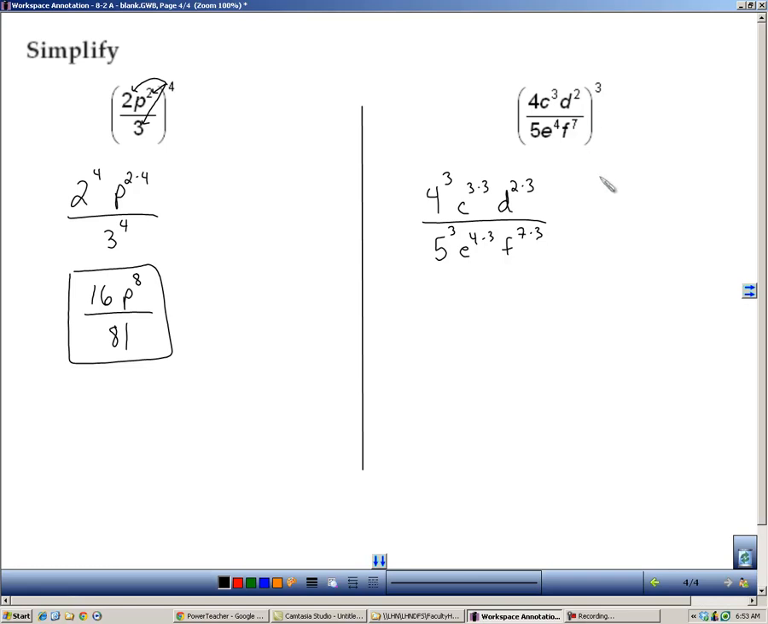And now we're going to simplify. 4 cubed is 64, c to the 9th, d to the 6th, over 125, e to the 12th, f to the 21st. Nothing else cancels, none of these letters are the same, numbers can't reduce, so we're done.